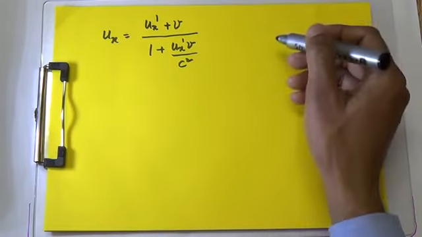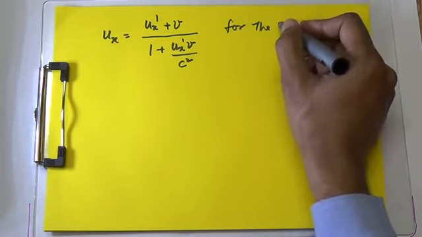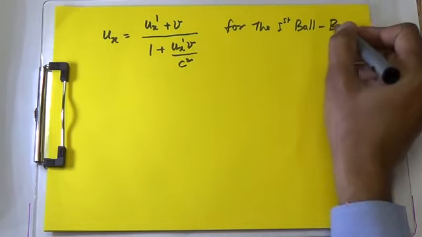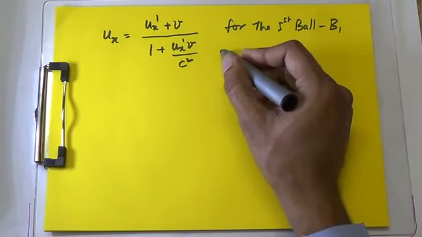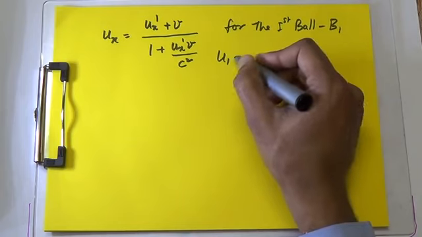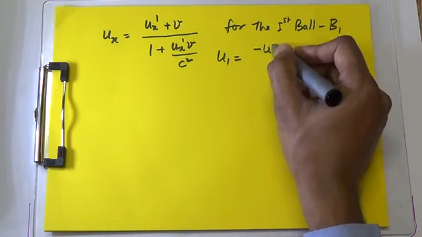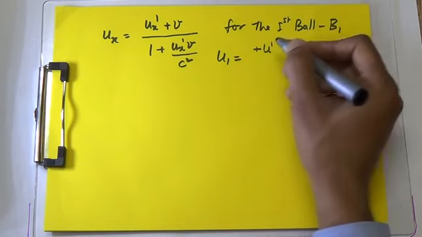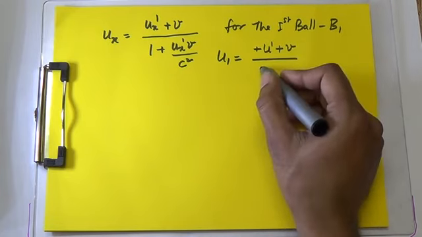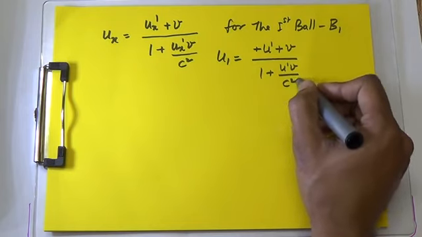So for the first ball, that is ball B1, speed of that ball is u1 according to the observer O. ux prime is u prime, so u1 is equal to u prime plus v, upon 1 plus u prime v upon c square.